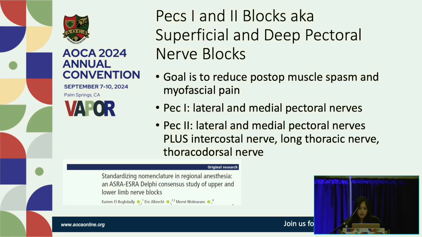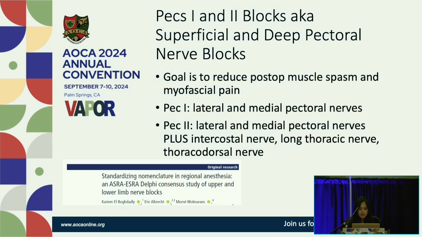The superficial pectoral nerve block targets the lateral and medial pectoral nerves, and it's an injection between the pec major and minor muscles. And the goal of this injection is to reduce postoperative muscle spasm and myofascial pain from the pectoralis muscles, which can occur from surgeries involving tissue expanders and subpectoral prosthesis placement.